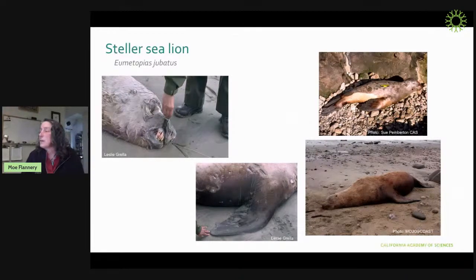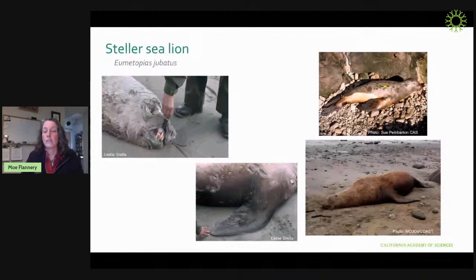And this little one up in the upper right corner is a pup, and one thing to be aware of is Steller sea lion pups can be about the same size as a 1-year-old or a 2-year-old California sea lion. So if you do see one, beware, they can be similar in size.